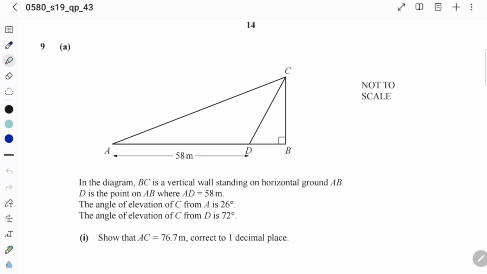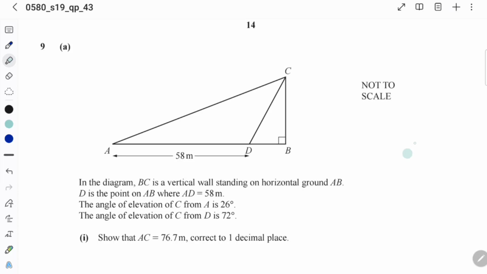The angle of elevation of C from A is 26 degrees, and the angle of elevation of C from D is 72 degrees. All right, show that AC is equal to 76.7 meters correct to 1 decimal place.